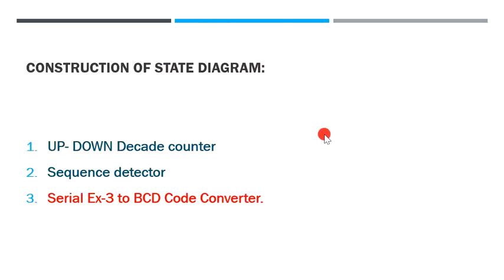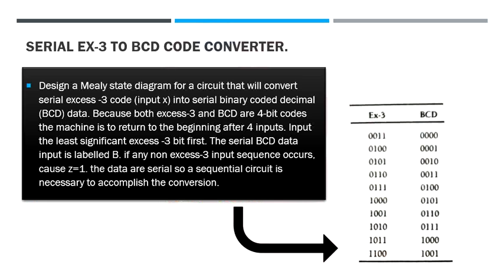Moving on to the third concept under the construction of state diagrams, that is serial excess 3 to BCD code converter. So again here we will look into the numerical directly, and the question says we need to design a Mealy state diagram for a circuit that will convert a serial excess 3 code data, that is input X, into a serial binary coded decimal data BCD, because both XS3 and BCD are 4-bit codes.